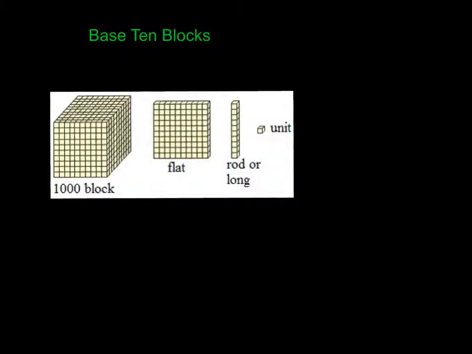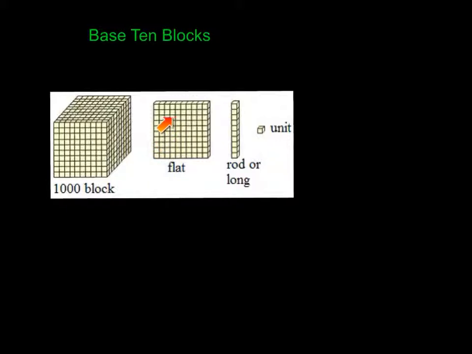Here we have our base 10 blocks. Base 10 blocks are manipulatives which we use to teach place value. As you can see right here, we have a unit or cube. This little small unit or cube is what we would represent the ones column with. Next to it, we have a rod or a long, which is 10 little cubes. So a rod or a long would represent our tens place value.